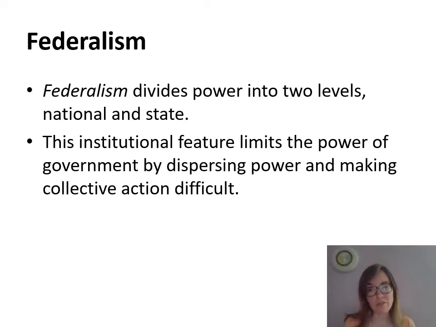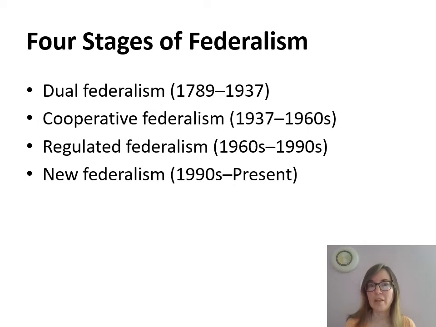We have our national government and state governments, and this helps limit overall power of government because it is broken into two parts, and the state and the national or the federal level kind of compete against each other. There are 4 stages of federalism that your textbook talks about, and you can see the outline here. We'll go through each of them in a little bit more detail.